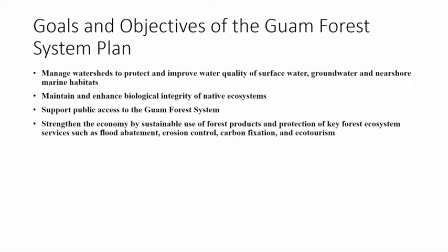And the fourth goal identified in the plan is to strengthen the economy by sustainable use of forest products and protection of key forest ecosystem services such as flood abatement, erosion control, carbon fixation, and ecotourism. So we could use wood from hazardous trees and invasive tree removal efforts and provide opportunities for timber harvest when compatible with habitat protection, water quality protection, and public recreational uses.